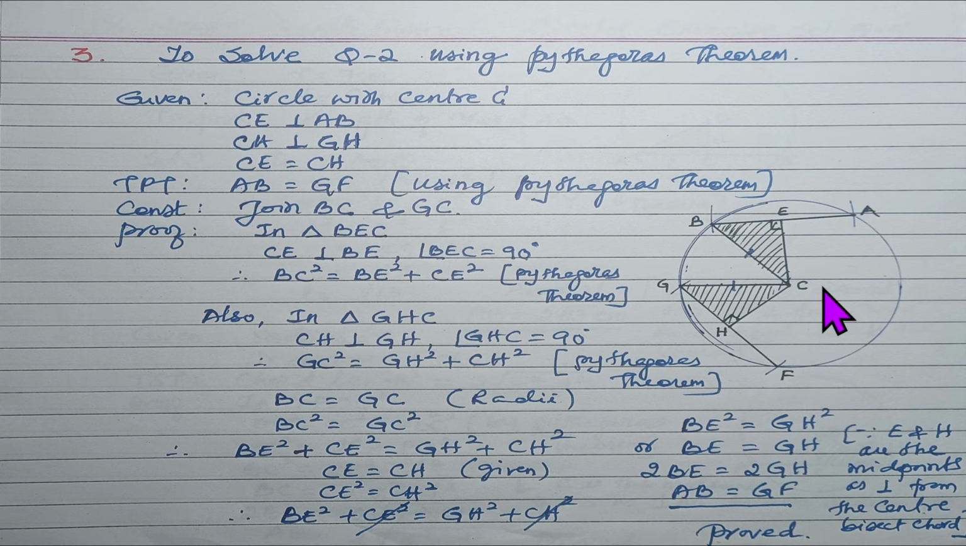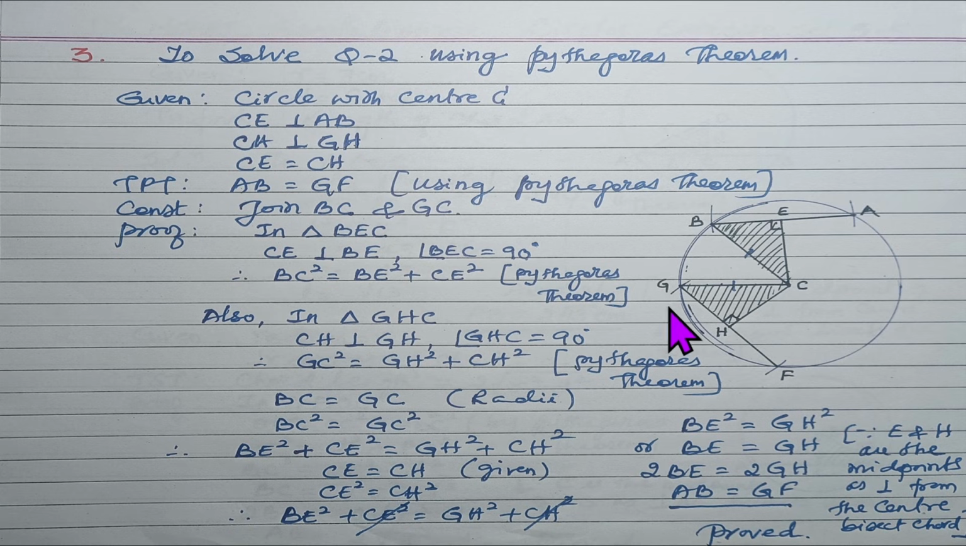And in the triangle GHC, we have GC square is equal to GH square plus CH square, again by Pythagoras theorem. But what we know is BC and GC are radii, so BC square is equal to GC square, the LHS is equal. Equating the RHS, we get BE square plus CE square is equal to GH square plus CH square. Please understand here that CE is equal to CH is given to us, and therefore CE square is equal to CH square. So CE square and CH square get cancelled. We get BE square is equal to GH square.